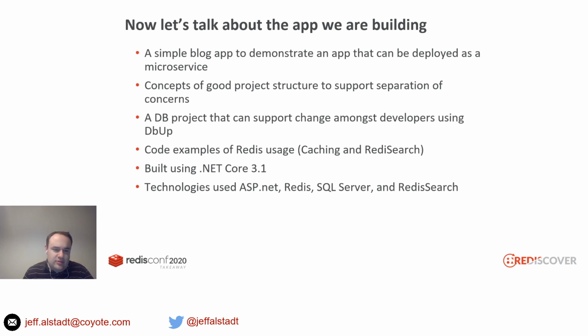There is also a DB project to support the SQL schema. In order to do that, we're using DBUp. So there's a DB project that uses DBUp. This allows us to support change among the developers that are developing on the application. We're also going to provide code examples of Redis usage, specifically with caching and RediSearch.